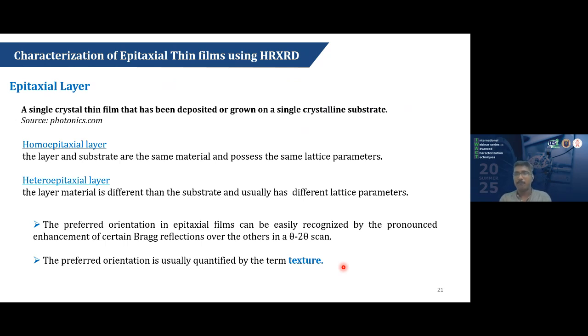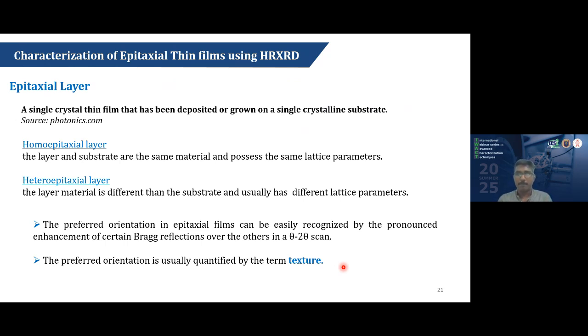This particular parameter, texture, has a great influence on the mechanical, electrical, magnetic, and optical properties of our materials. Texture is usually quantified by a term called the orientation distribution function, or ODF. It can be loosely defined as the volume fraction of grains having a certain preferred orientation. This orientation distribution function or texture is graphically represented using a graph called a pole figure. The theory of the pole figure we will discuss in the later slides.